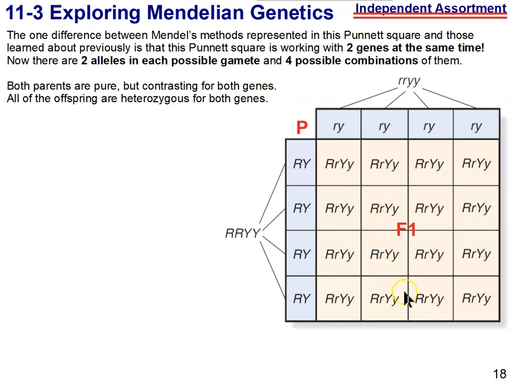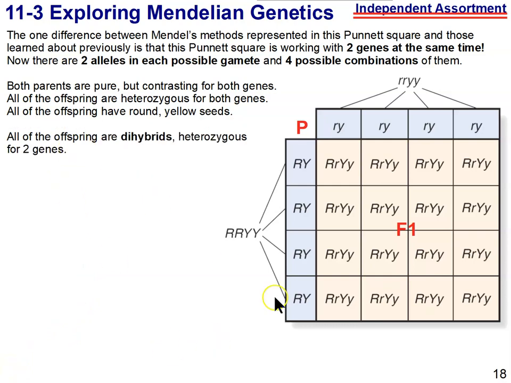So the F1 generation were all the same, just like always, just like when crossing parents and looking at only one gene. Now in this case, they're dihybrids. They're all heterozygous for both genes. That's their genotype, and their phenotype would be dominant for both genes. So in this case, round and yellow.